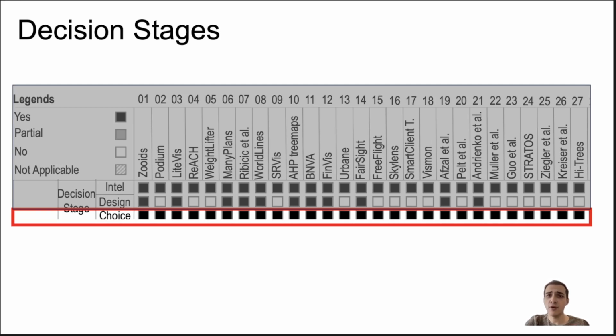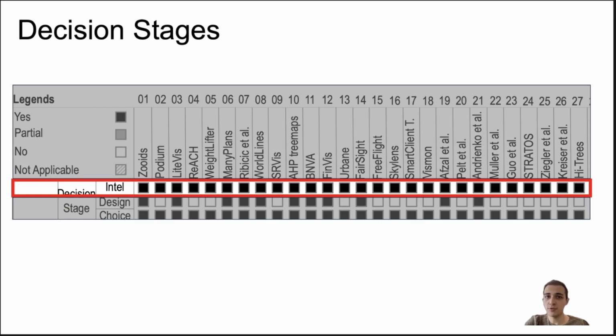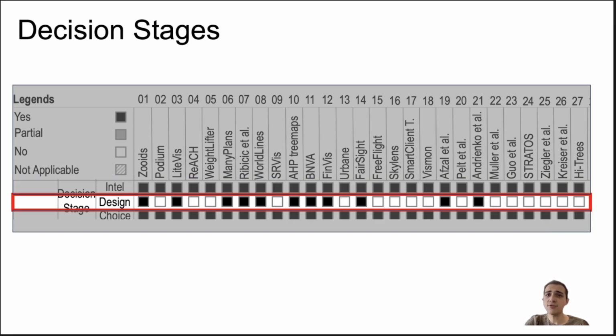By definition, all of 27 decision-focused visualization tools supported the choice stage. Similarly, we also observed all of those tools supported the intelligence stage by enabling decision makers to explore the decision space. However, in contrast to intelligence and choice stages, we observed that only 11 of 27 decision-focused visualization tools helped with design stage, which is crucial for crafting and refining decision alternatives.